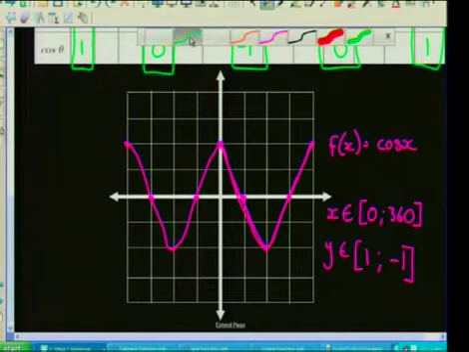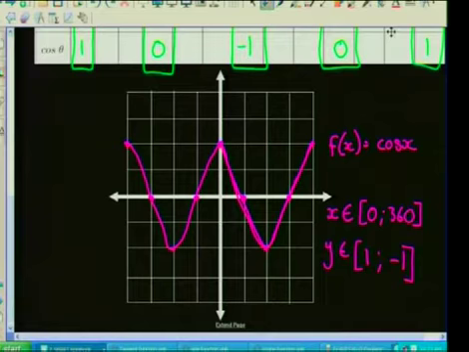And having a look at our maximum and minimum values, this over here would be one of them, and that because they are your turning points.